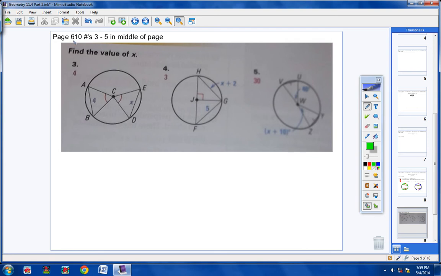If you would like to write in your notebook, page 610, 3 through 5 in the middle of the page, that would be fine. Or you can copy these problems down. That's up to you. Let's go ahead and start with number one here.